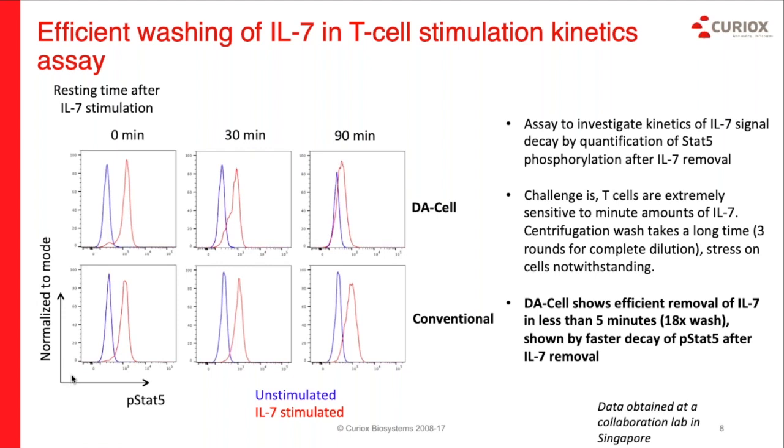And so in this case, we're comparing washing with the standard centrifugation method on the bottom and then DA cell on the top. And so in this case, IL-7 was added to T cells, and activation was monitored by pStat5 staining. So as you can see on the top, the DA cell washed cells in the top frames return nearly to a non-stimulated state faster than the centrifuge-based washing of cells, indicating that the IL-7 was washed away more completely in this case.